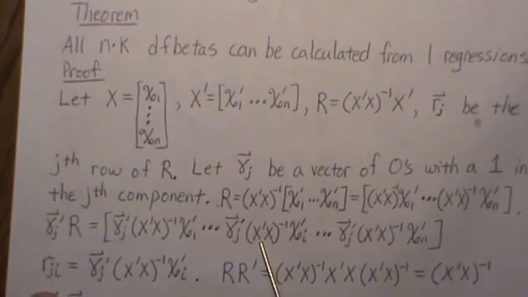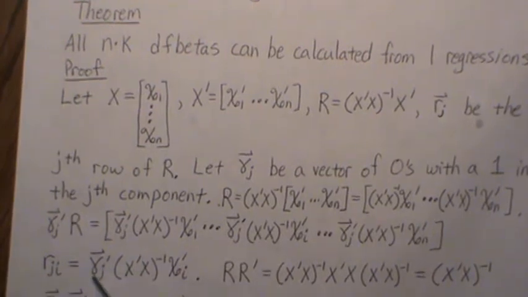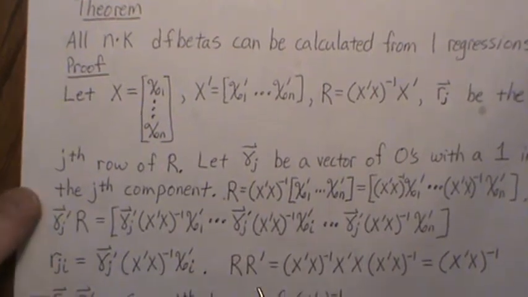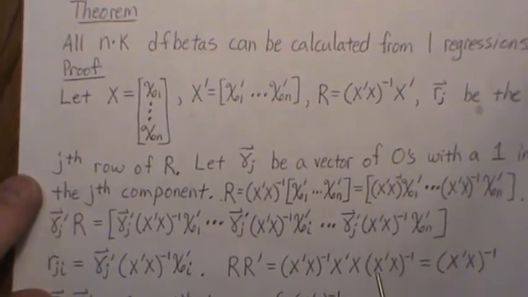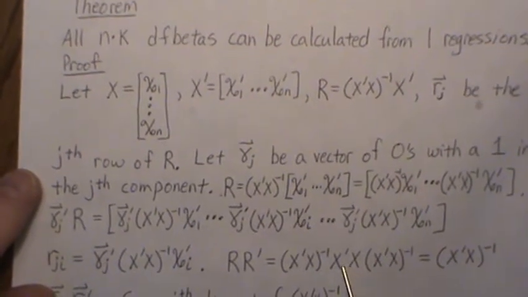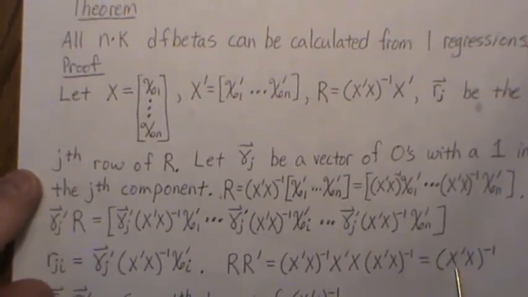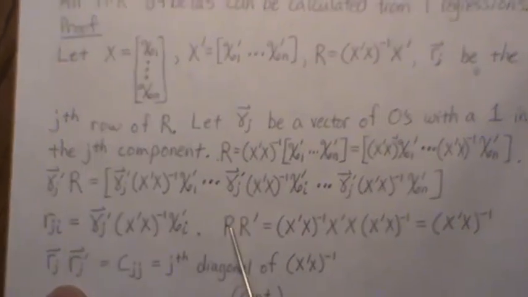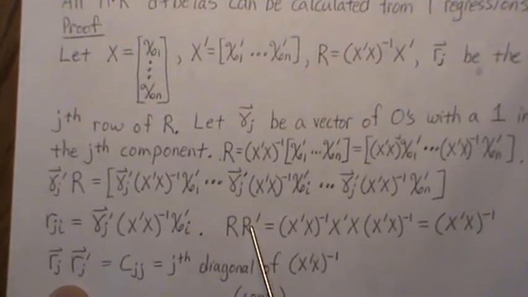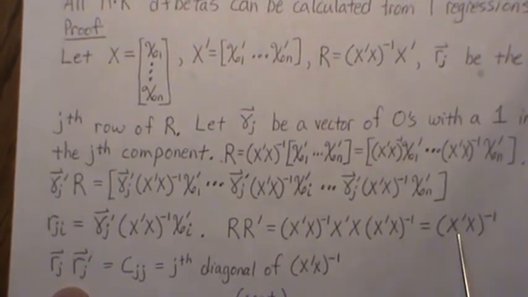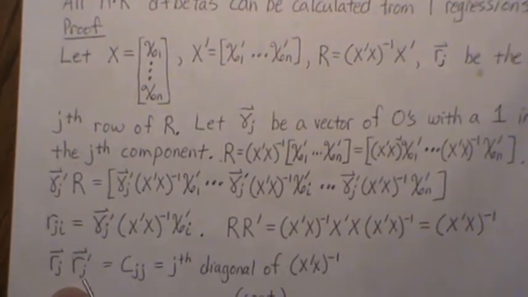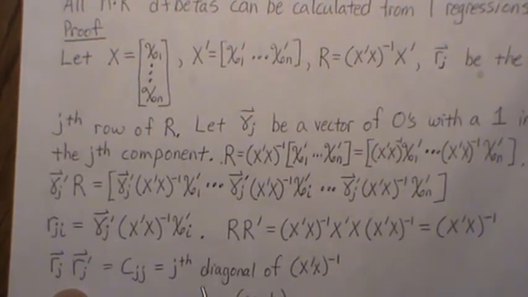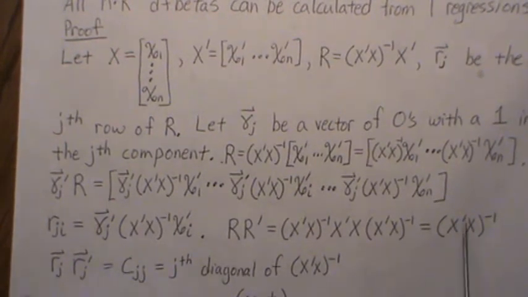Okay, and that's going to come in a second. Well, so what I just said is R_ji. Remember, this is the ith column, and we're picking off the jth component. Now, if we look at R transpose, it's this, but since this is the identity matrix, it kind of goes away, and we're left with this. So that means if we look at the jth row and the jth column, then it isolates that jth diagonal. And that's what we were calling C_jj earlier. It's the jth diagonal element of this matrix.